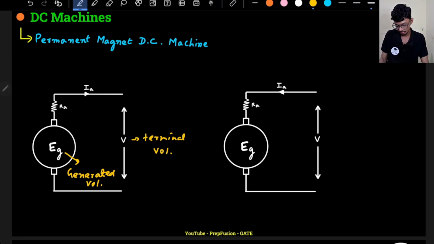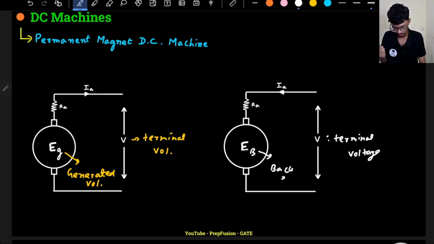Now in case of a motor, the voltage that gets induced is known as the back EMF because it opposes the terminal voltage. I will discuss this back EMF later on, don't worry. For now, just understand that it is called back EMF because it opposes its initial cause. Why the name back EMF, that also I will discuss. So this is known as the back EMF. This is for a motor, right?